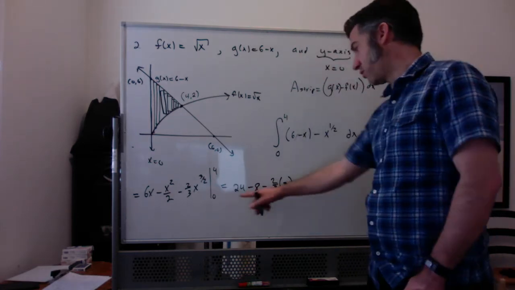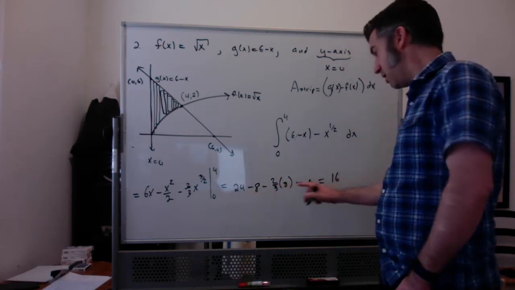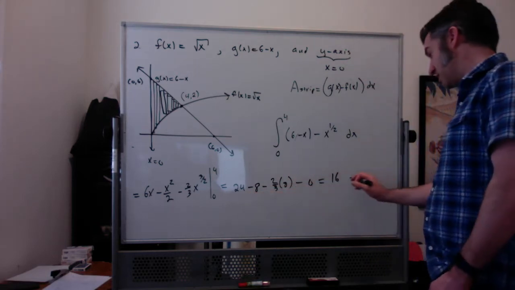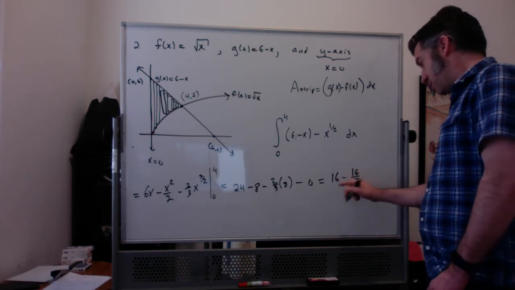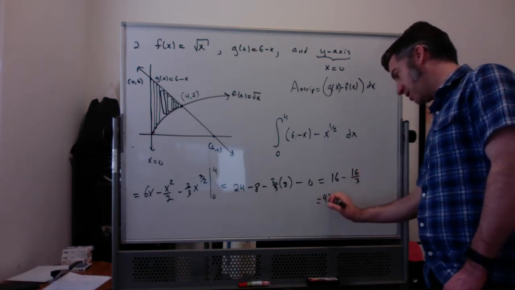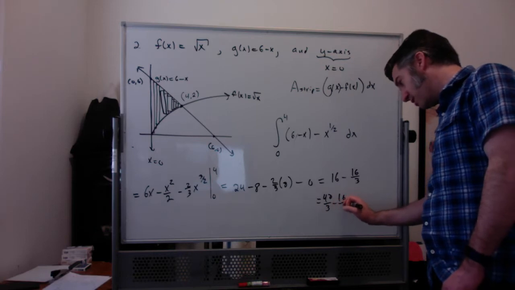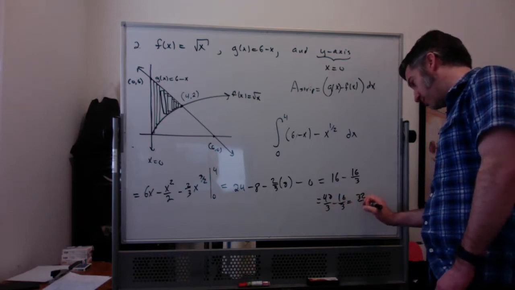So this ends up being 24 minus 8 is 16, and 2/3 times 8 is 16/3. 16 is 48/3. Minus 16/3, you get 32/3.